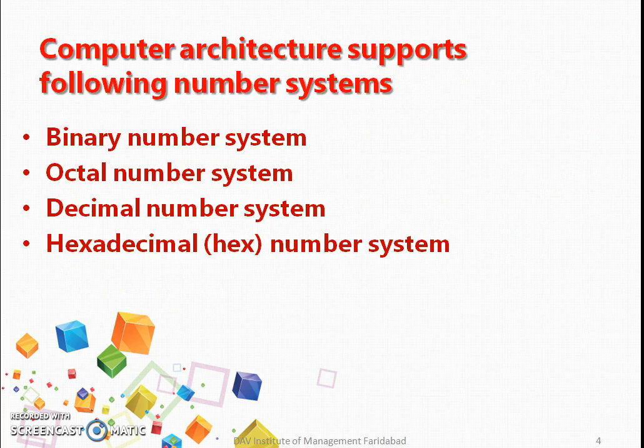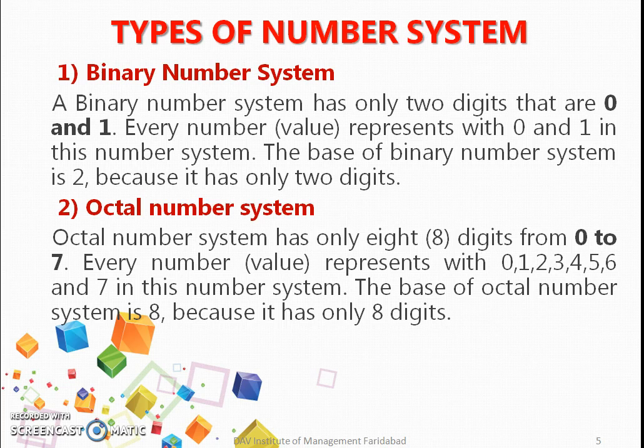Next, these are the four types of number system: binary, octal, decimal, hexadecimal number system. We'll discuss each one of them one by one. First is binary number system. Binary number system, as the name suggests, bi means 2. So it has only two digits, 0 and 1. Every number value represents with 0 and 1 in this number system. The base of binary number system is 2 because only two digits are used to represent binary number system.